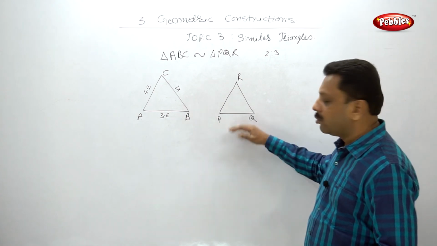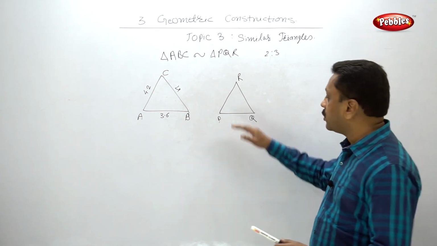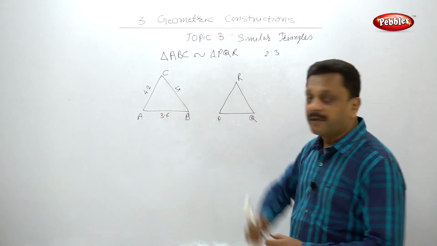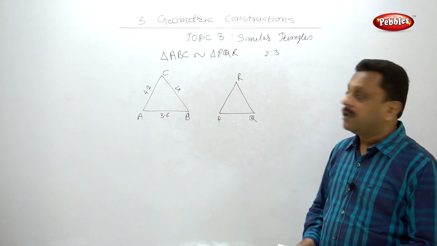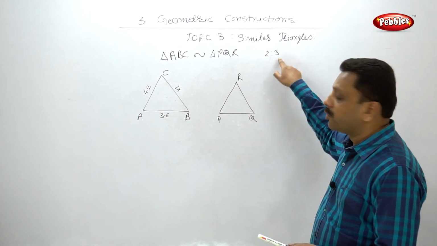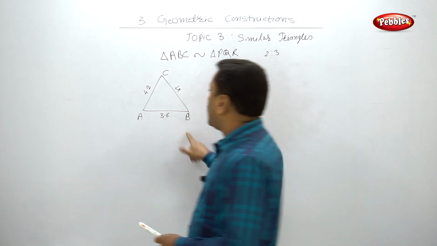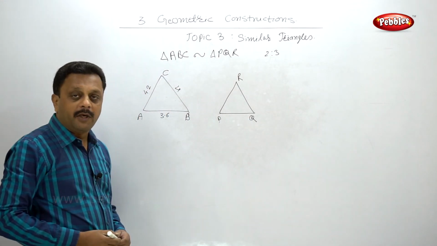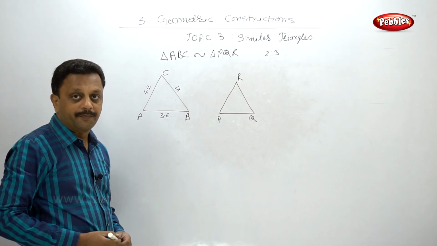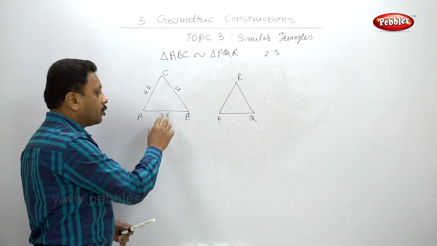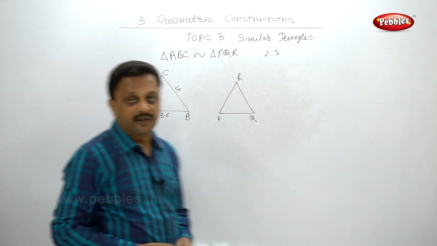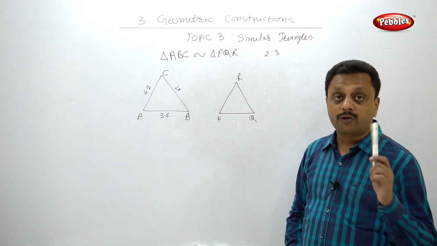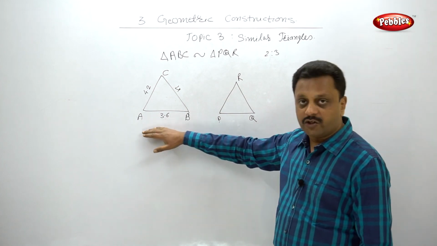We will see how to solve this. How to draw the similar triangle PQR similar to ABC. Very simple. All the sides are in the ratio 2:3. That means AB upon PQ will be in the ratio 2:3. Correct? First draw this triangle. Three sides are given. You can easily draw this triangle. I am telling you the solution now. First draw this triangle.